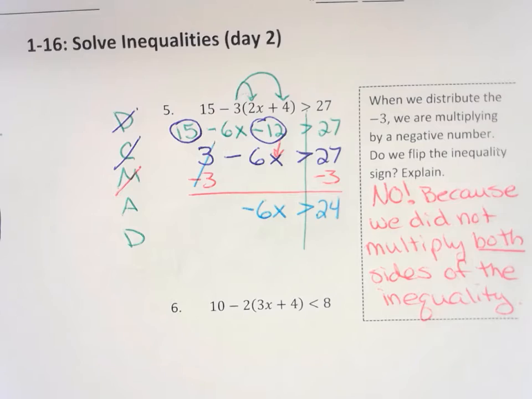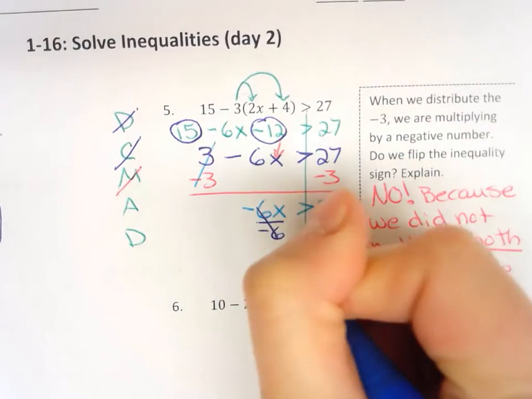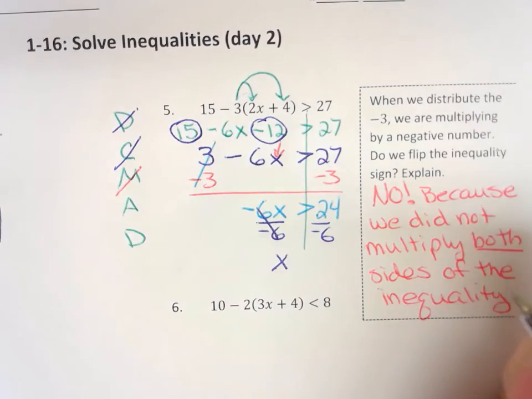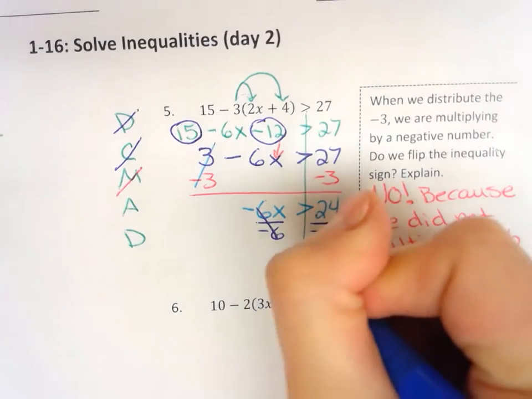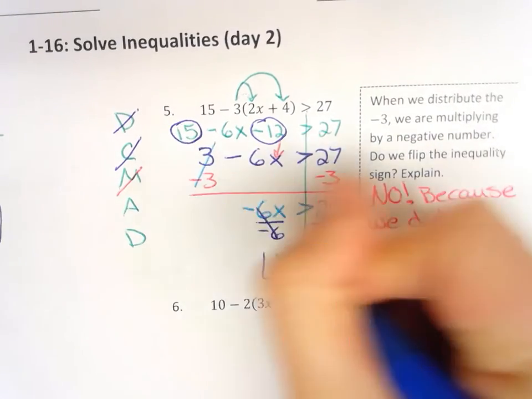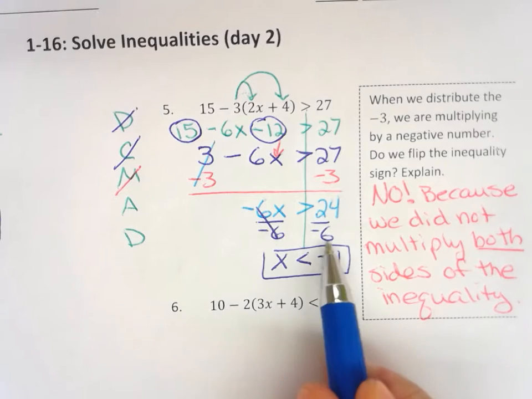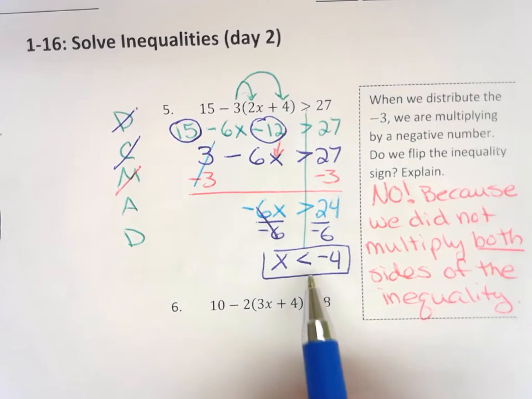Now, one more step. I'm dividing both sides by the negative 6 that is attached to my x. It is a negative number that we are dividing by, so we are going to flip our inequality sign. So x is less than negative 4. Divided by a negative number, we flipped that inequality sign.